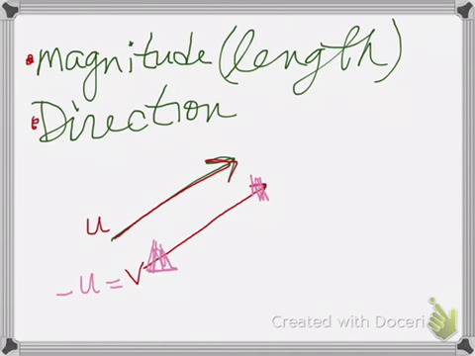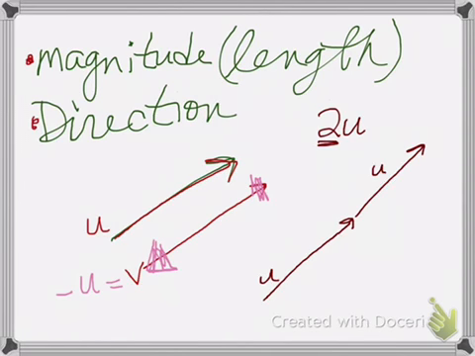All right, another thing, if I were to take 2u, this is called a scalar, and all that means is they're going to double the magnitude of vector u. So that's vector u, and that's another vector u. That's two of them, so we have twice the length of that. So this vector here, notice it has the same direction, but it has twice the magnitude.